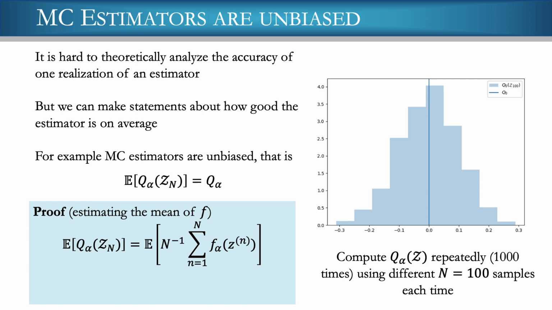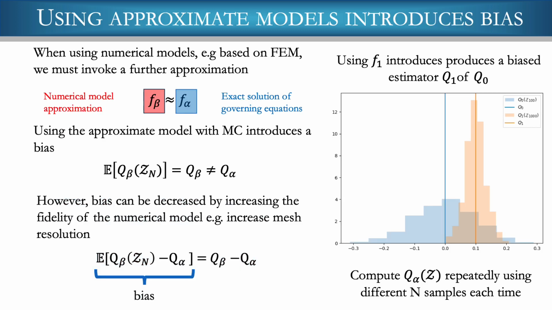First, take the expectation of the expanded form of the estimator. Second, use the linearity of the expectation operator to move the expectation inside the sum. Third, note the expectation of any single value of a function is just the expected value of the function, which we write as Q alpha. And finally, we sum up each expectation and divide by n to obtain the final result. Monte Carlo quadrature can be thought of as an approximation of the exact integral.